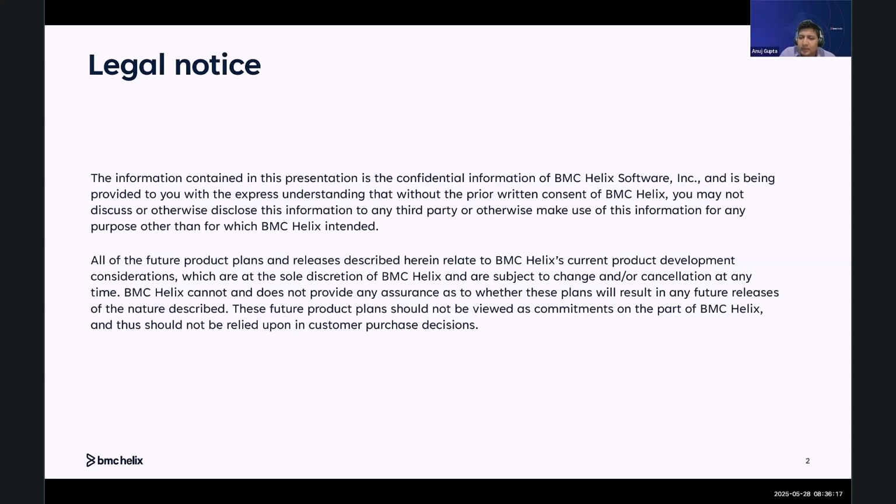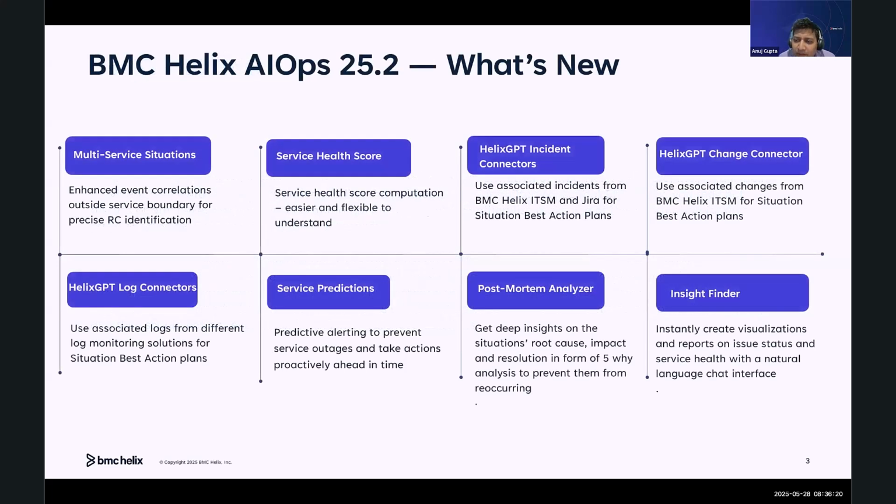Yep, thanks, Prachi. Hello, everyone. Myself, Anuj Gupta. I'm part of the product management team here with BMC Helix. And in today's session, I'm going to go over some of the key capabilities that are available in our BMC Helix operations management with AIOps 25.2 release. As Prachi mentioned, during the first part, I'm going to focus on some of the capabilities around our Helix AIOps, and towards the second half, I'll be joined by my colleague Anmol, who is going to cover the remaining capabilities on the operations management.